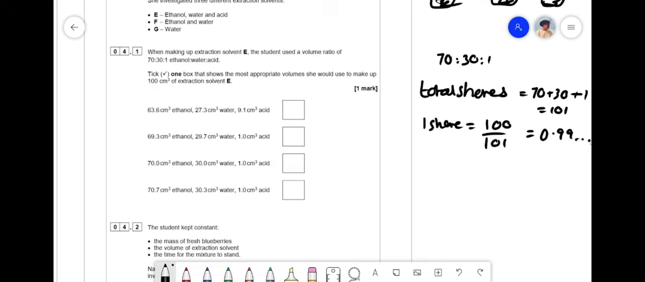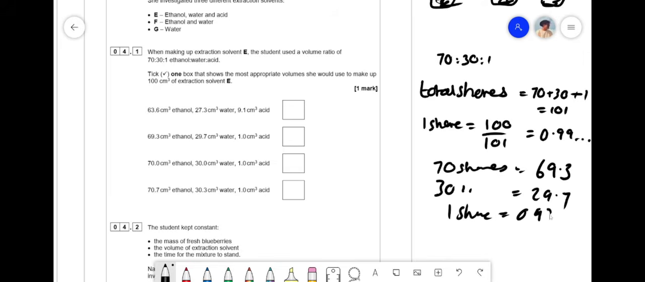Then you want to work out each of these shares basically. So if one share is 0.99 and so on, then 70 shares is going to equal 70 times that answer, which is 69.3. Then 30 shares is going to equal 30 lots of whatever that thing is you worked out, which is 29.7, and then one share we just worked out, 0.99. So now we need to figure out which one of these fits that basically, which is this box here, 69.3, 29.7, and that. So that's how you do ratios in a nutshell, because everyone looks at ratios and thinks, oh my god, I can't do it. Just do this and you'll be fine every single time.